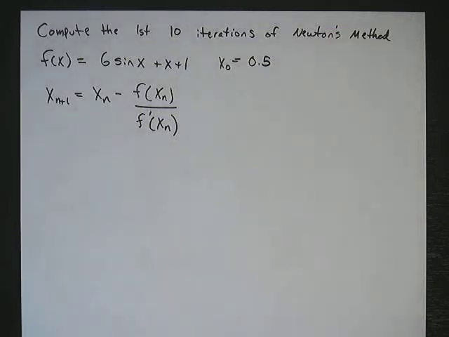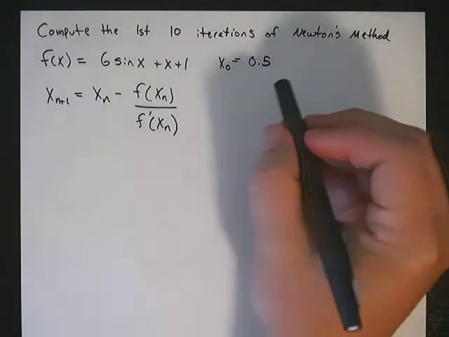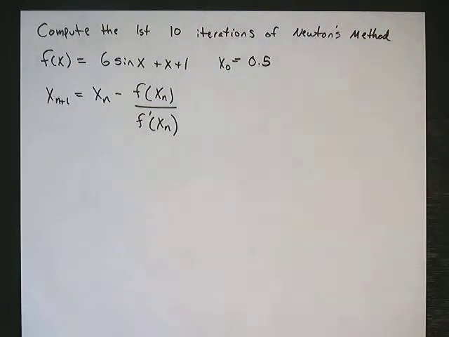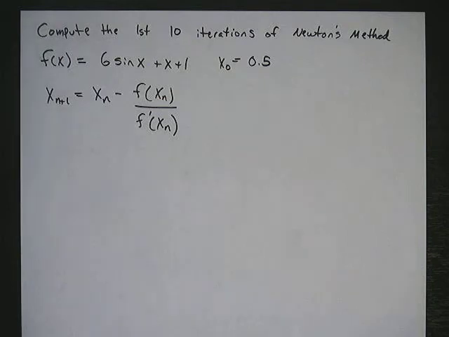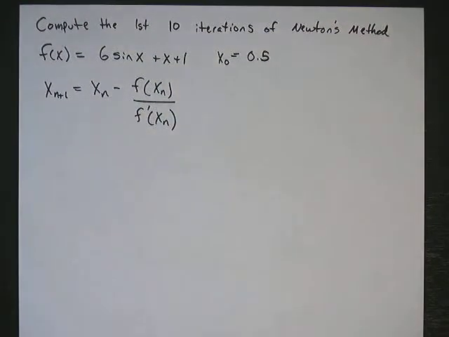Alright, in this problem we're asked to compute the first 10 iterations of Newton's method. We're given the function f of x is equal to 6 sine x plus 1, given our initial approximation of x sub 0 is equal to 0.5. Okay, and here's our formula for Newton's method.